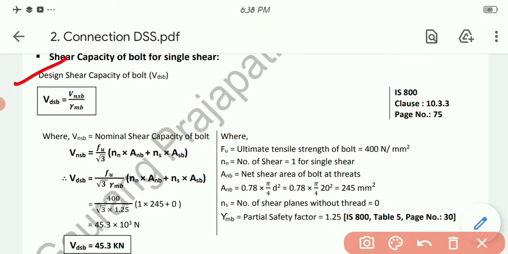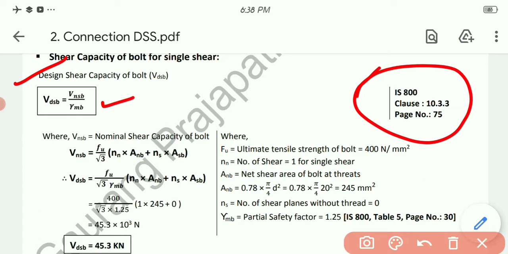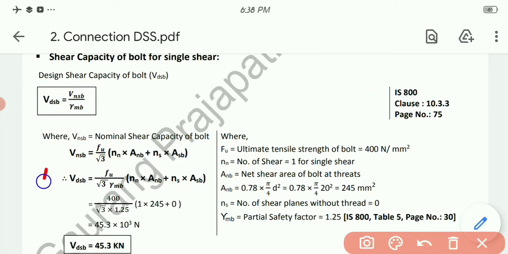Shear capacity of the bolt: IS 800, clause number 10.3.3, page number 75. VDSP equals VNSP divided by gamma MB, where VNSP stands for FU by root 3, and then (nA_nb plus nsA_sb). Put this value of VNSP in the formula. So ultimately our main formula becomes VDSP equals FU by root 3 gamma MB, in the bracket, nA_nb plus nsA_sb.